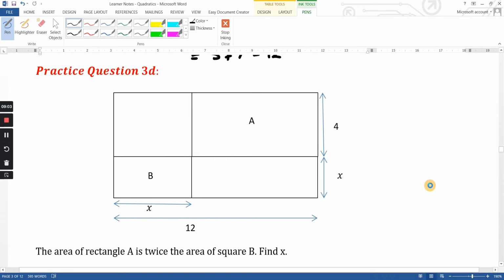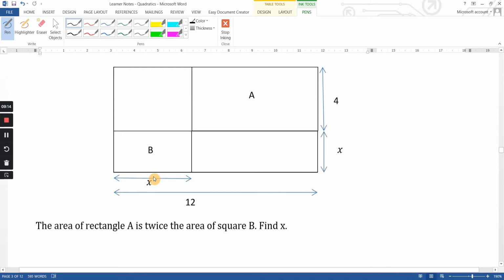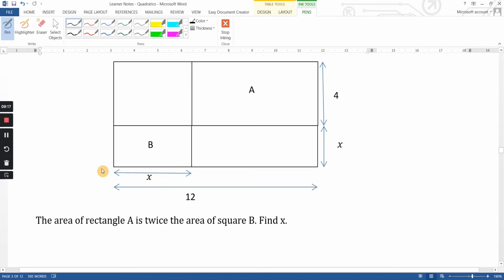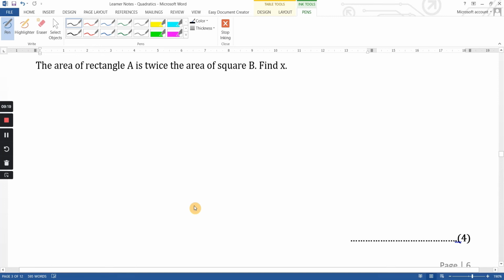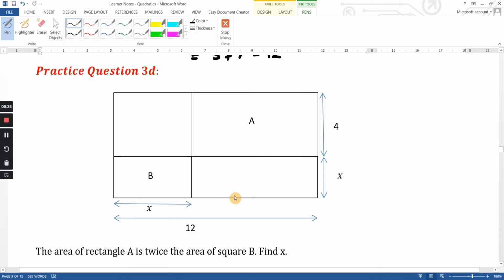Next one. It says the area of rectangle A is twice the area of square B. Rectangle A, yeah. Square B doesn't look like a square, but let's just go with it. So obviously, find x, right. If it's talking about area, we're going to need the length and the width for both of them. So I've got the width for A, haven't got the length for that. That's missing, so definitely need that length right there.